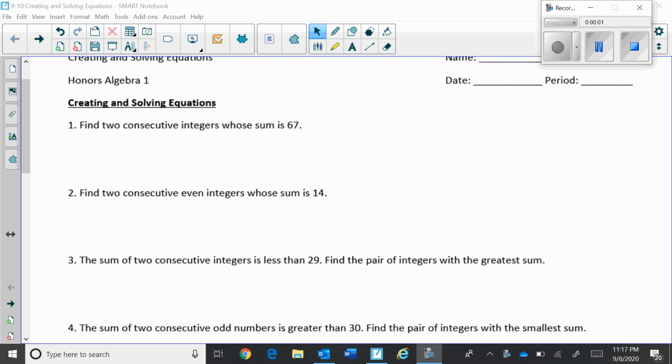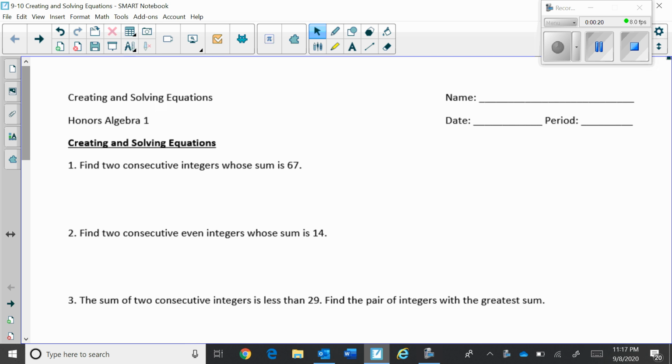Hey guys, so our last two sections for this unit, we've been practicing solving equations and solving inequalities. So now we're not only going to solve them, we are also going to create them. All right. These next few pages in your packet start like this: creating and solving equations.